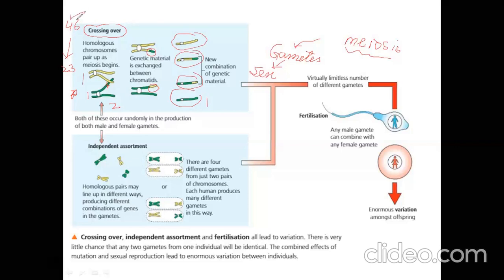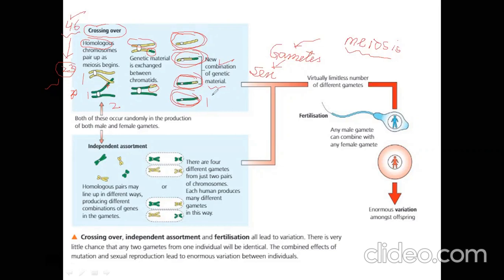So when this 46 is changing to 23, when this cell is changing to sex cells, what will happen? Crossing over will take place. In this meiosis, homologous chromosomes will come near to each other and exchange their parts in some places. Because of that, a new combination of genetic material is formed. So let's suppose a gamete has chromosomes just like the original one, and this gamete also has chromosomes just like the original one. But these two chromosomes are different from the original chromosome because of the exchange of parts.